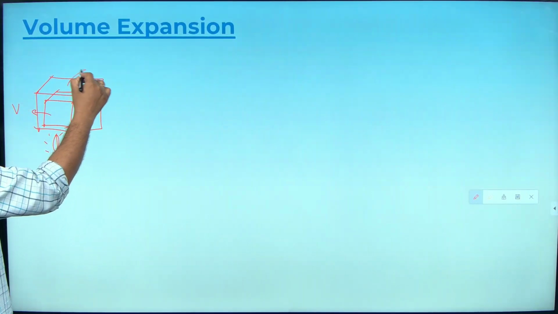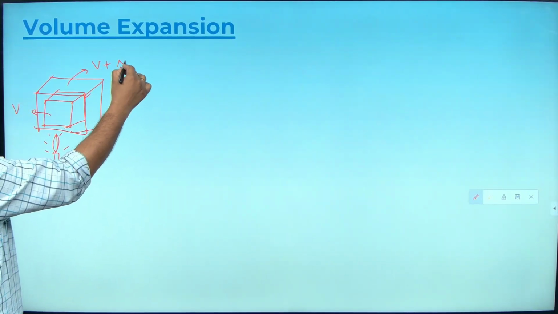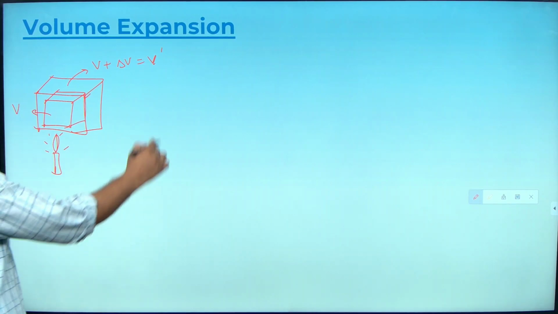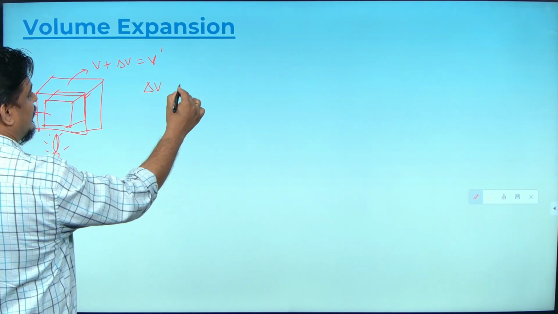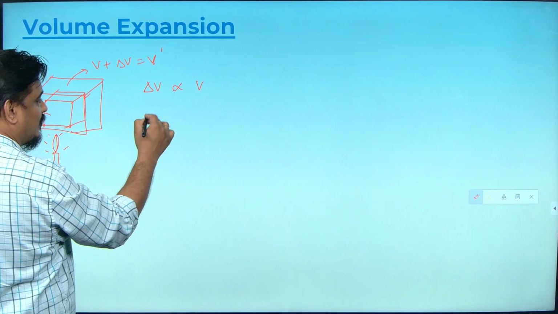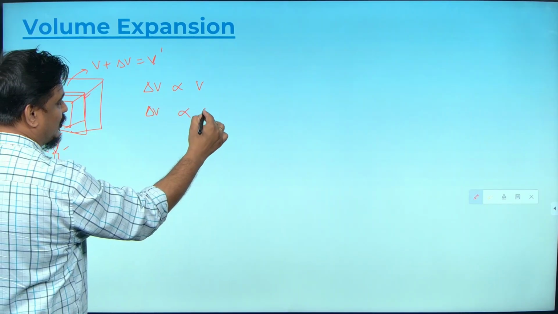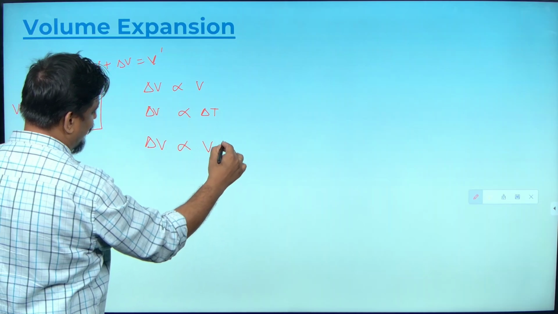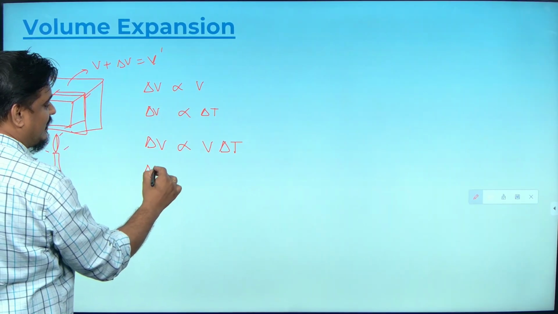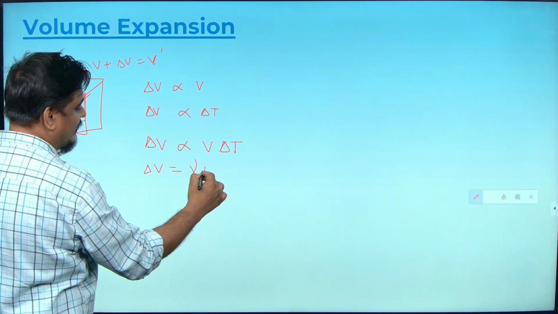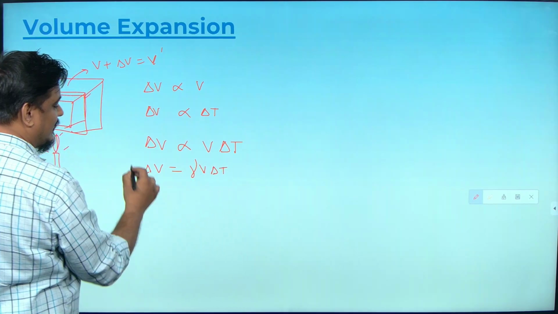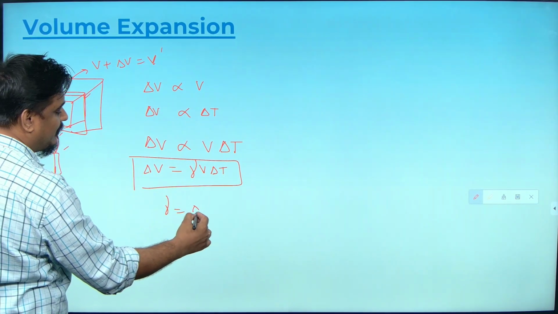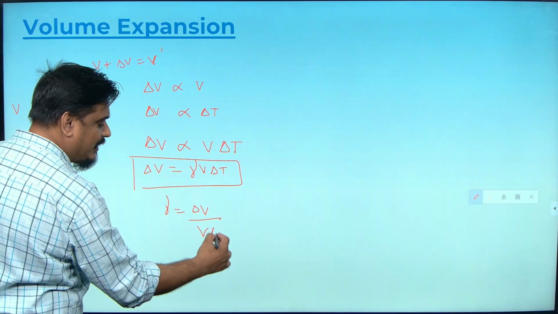which is V plus delta V, that is V dash, isn't it? And then I will write the same way, delta V is proportional to initial volume, delta V is proportional to change in temperature, delta V proportional to V delta T, delta V is equal to gamma into V delta T. Simple, right? From here, what is gamma? Gamma will be delta V by V delta T.